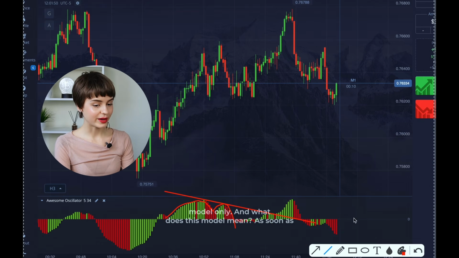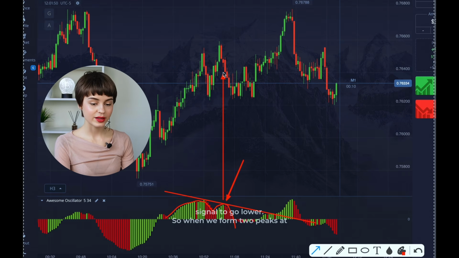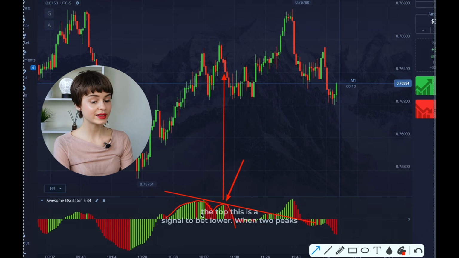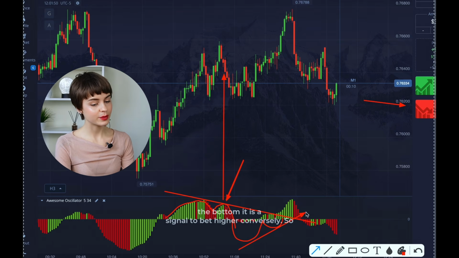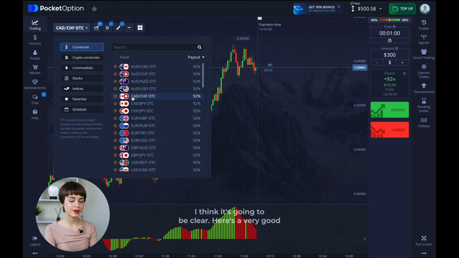And what does this model mean? As soon as we see the second peak is formed and this peak is lower than the first one, this is a clear signal to go lower. So, when two peaks form at the top, this is a signal to bet lower. When two peaks are formed conversely at the bottom, it is a signal to bet higher. So, let's move to practice, and I think it's going to be clear.